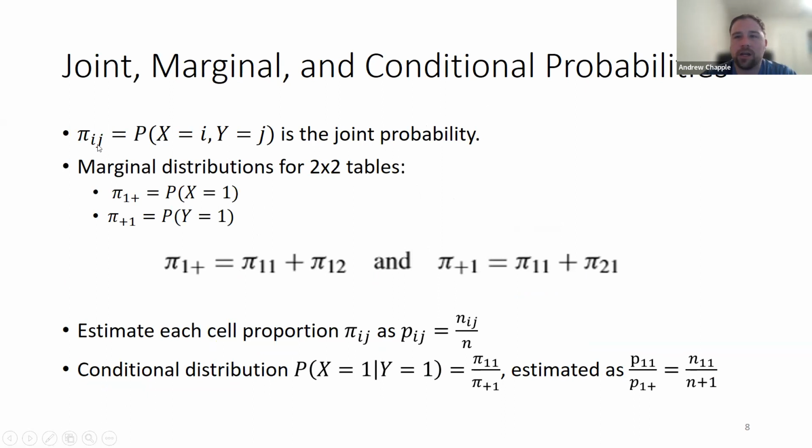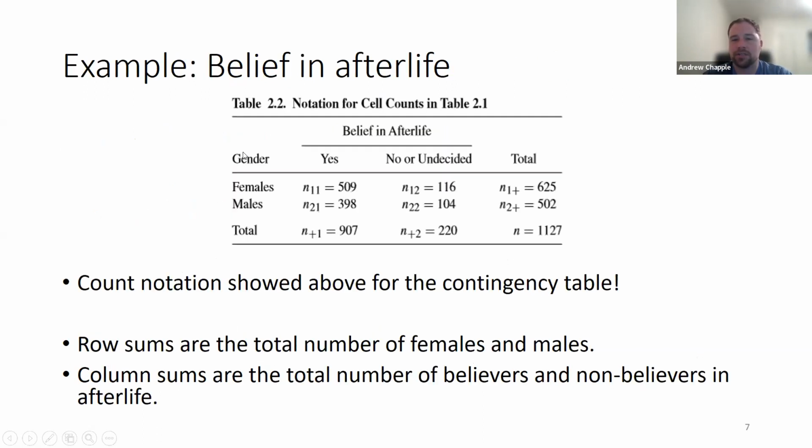So again, we're going to come back to something we talked about in the first lecture, which is joint probabilities, conditional probabilities, and marginal probabilities. Here, pi1j is the probability of observing an x equals i and a y equals j. So in this example, pi11 would be the probability, if I go out and sample people, that they identify as female and they have a belief in the afterlife.